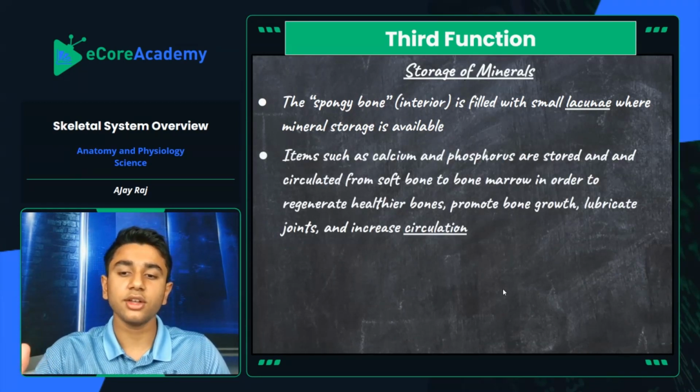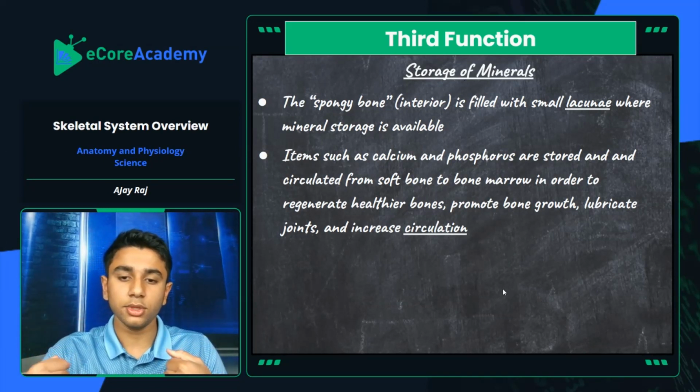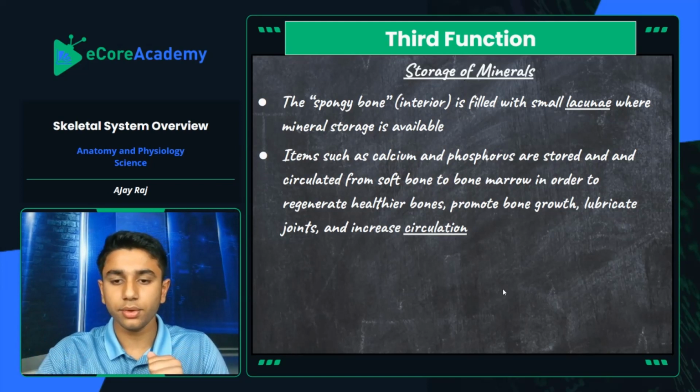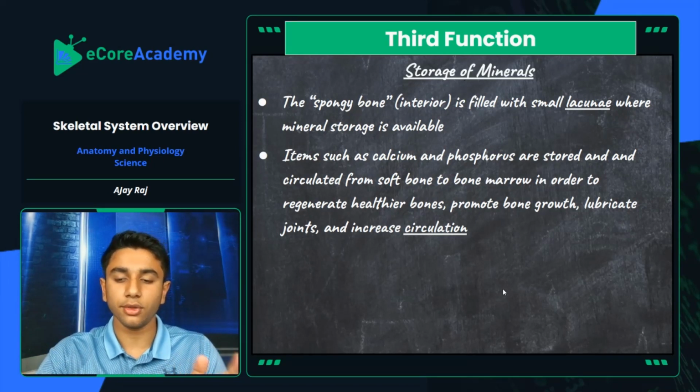And items such as calcium and phosphorus are stored and circulated from soft bone to bone marrow. This is essentially where these minerals and elements are being stored, and then they're being circulated from soft bone, being your spongy bone, to the bone marrow in order to regenerate healthier bones.